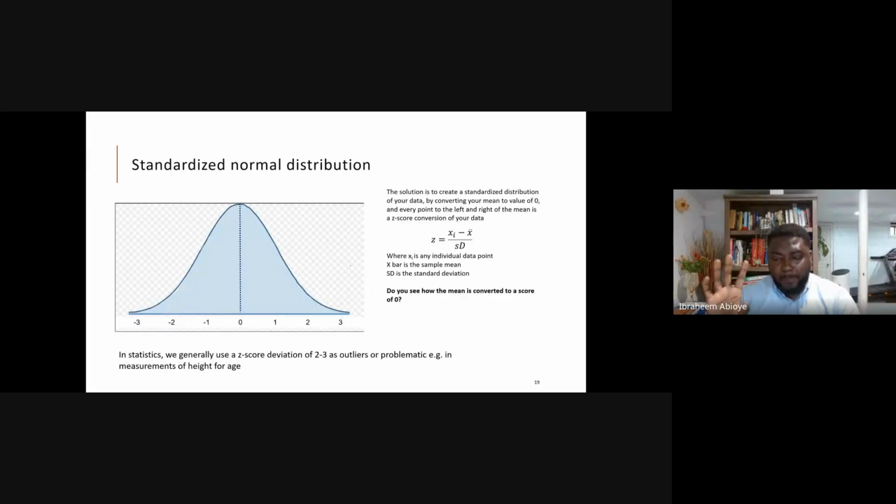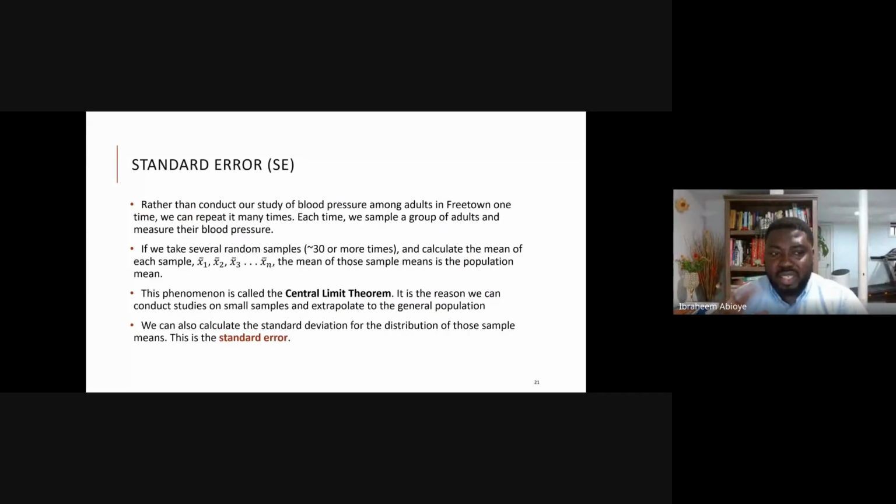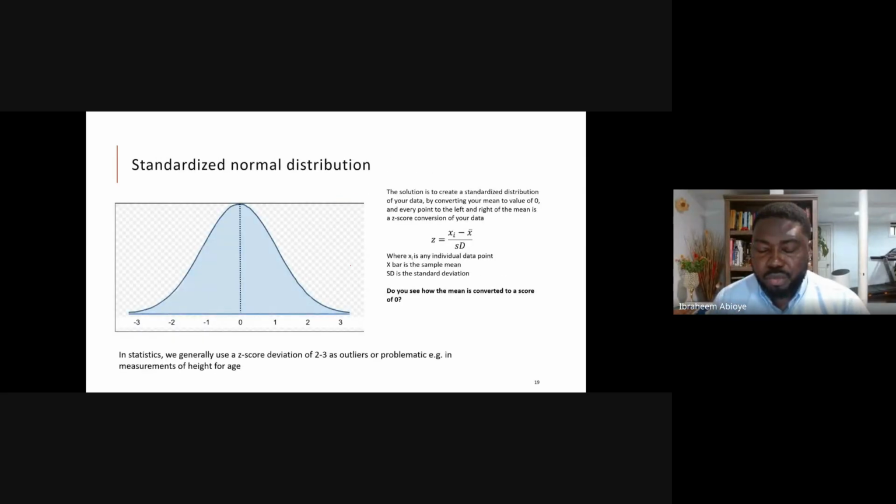So I'm going to stop here. I'm not going to explain the standardized normal distribution. We can take that as we go along, and in future sessions we'll talk about standard error. And if it becomes necessary, we can talk about the standardized normal distribution. Any questions? We have about 5 minutes to take questions.